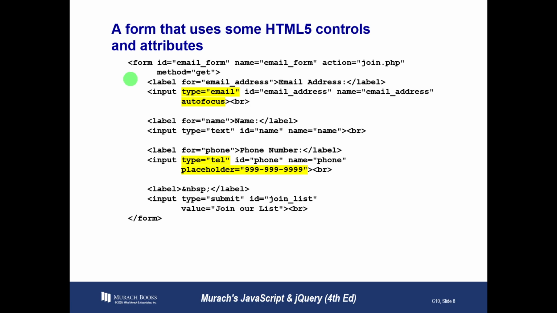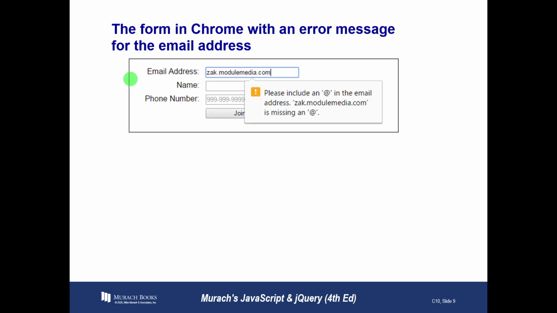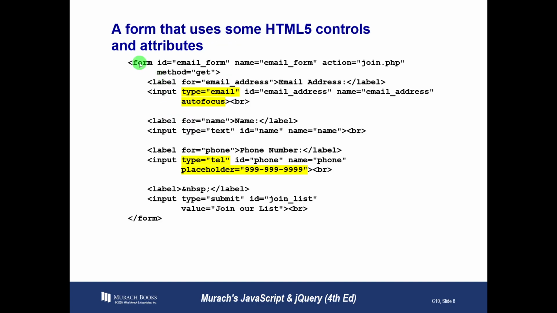So let's take a look at a form that uses some of these controls and attributes. This is the email form that we saw previously. It looks a lot like this. Email address, name, they've added a phone number and a join button down here. So we have our form, it's an email form, action is join PHP and method is get.